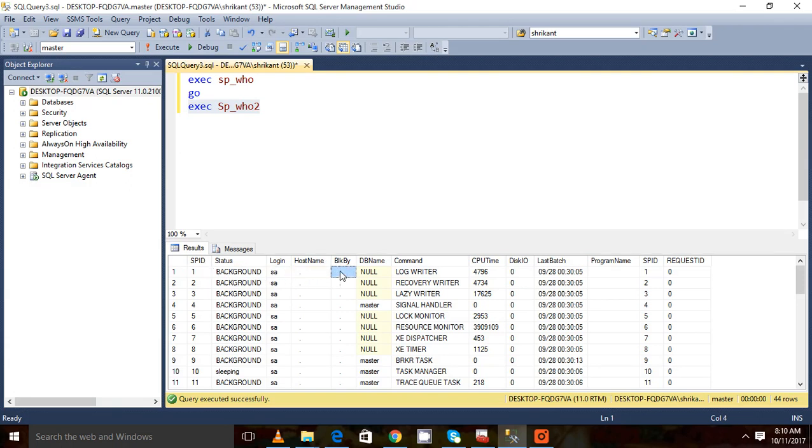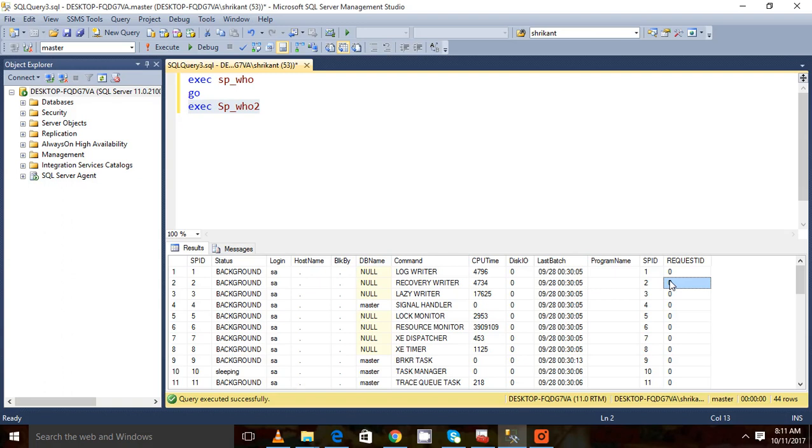Then next is the DB name, then the command, log writer, lazy writer. Basically the log writer is just to write the data to the log, and the lazy writer is to remove the dirty pages from the buffer cache so that others can get free space. Then CPU time, how much CPU time they have taken, then the last batch, right? So this is all about these two important SPs.